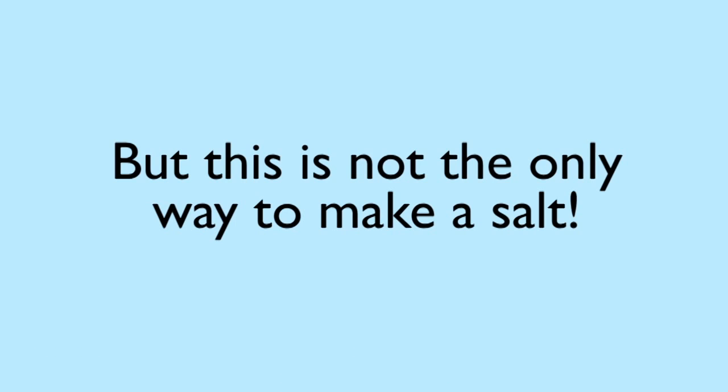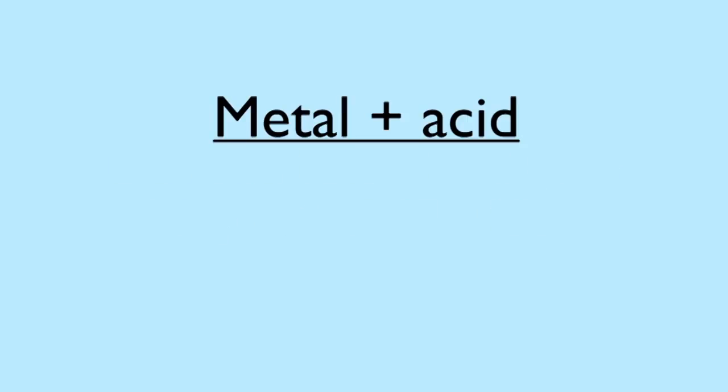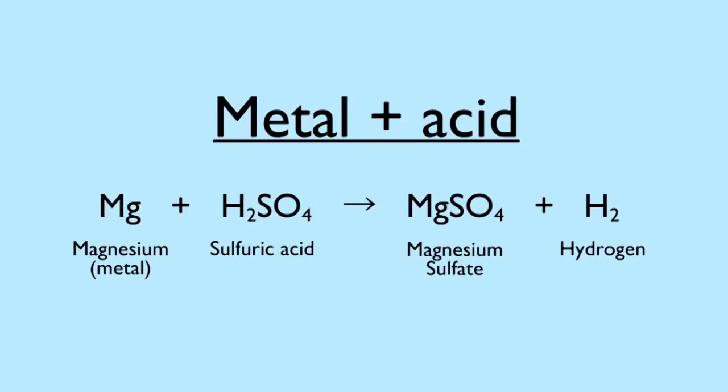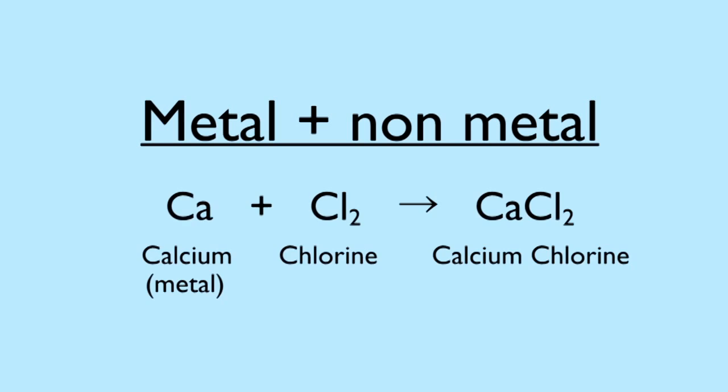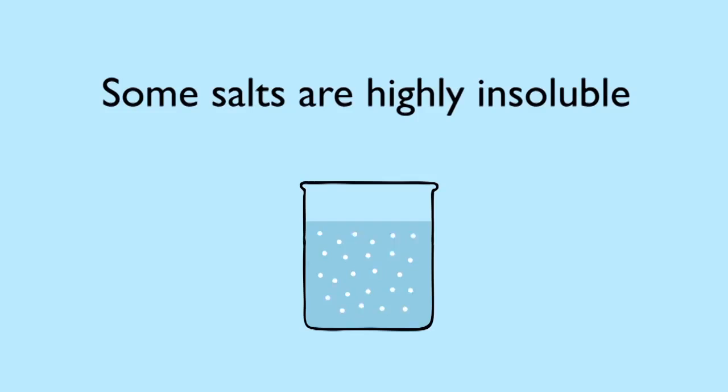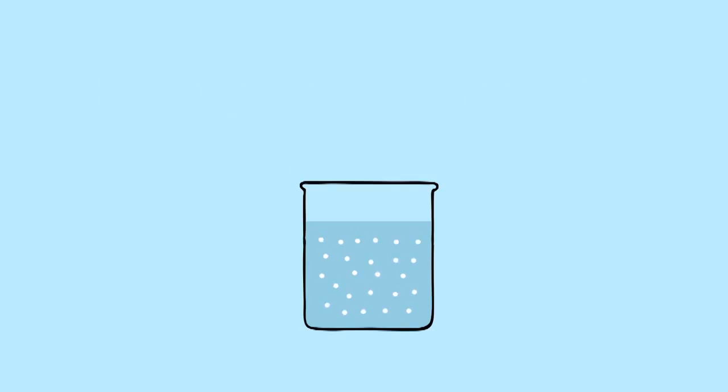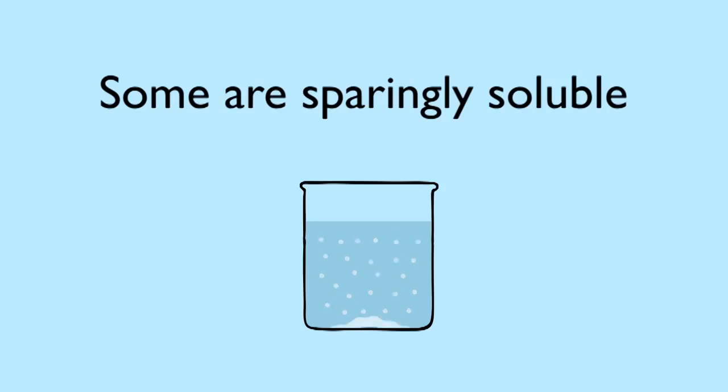They can also be formed by introducing a metal to an acid, as in this reaction, or by combining a metal and a non-metal, like a halogen, as in this reaction. All of these salts are soluble in water, but some salts are highly insoluble, and some are what we call sparingly soluble, meaning only a small amount can dissolve and the rest stays as crystals.